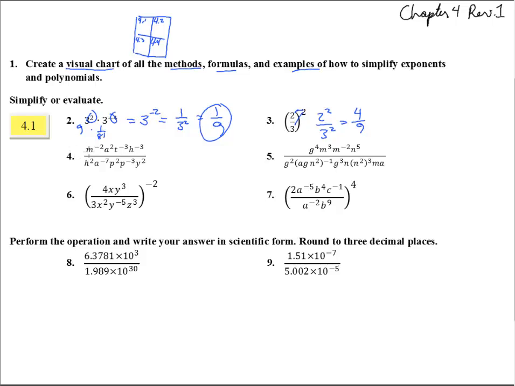Number 4. Oh, look at that. M-A-T-H, happy. Math happy. Somebody's playing a joke here. Anyway, you can be happy with it.